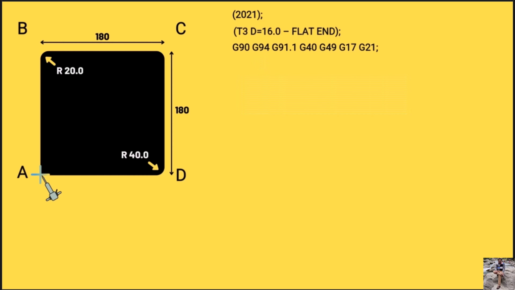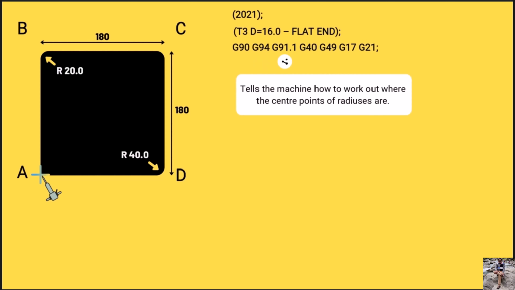The next G code here is G91.1. This tells the machine how to work out where the center points of radiuses are. I, J and K are used to define the center points of radiuses, and they are similar to X, Y and Z. So we can say I is X, J is Y and K is Z. If you have some knowledge about vectors, you can simply correlate this.